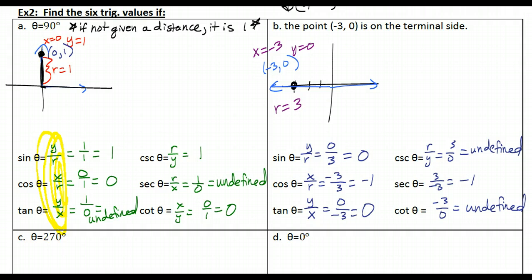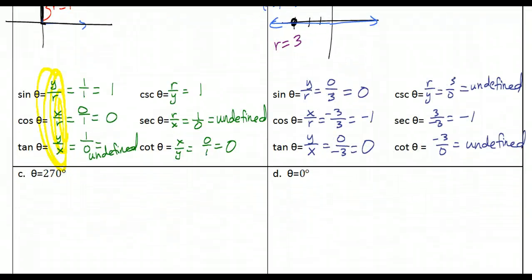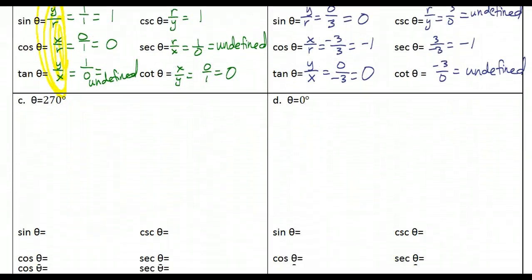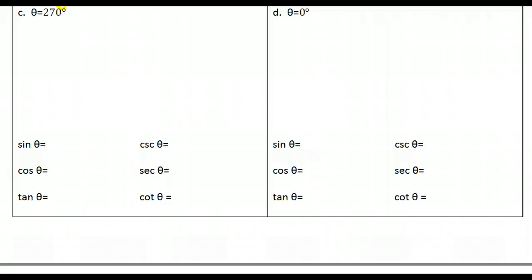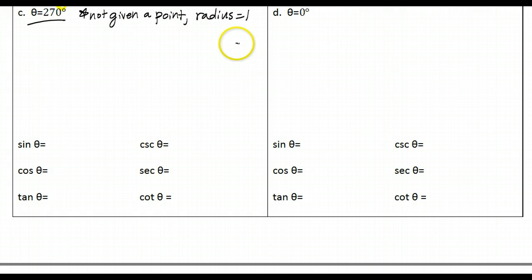Alright, I am going to give you a chance to pause and try C and D. When you unpause, I'll have them showing, and then make sure that you write down any questions you might have about what I've just been talking about. Quick comment before you try C and D. Remember, if you are not given a radius or not given a point, assume the radius is 1. So assume it's a unit circle. A unit circle has a radius 1 if we're not given a point. Again, pause and try them, and then when you unpause, they'll have them showing.